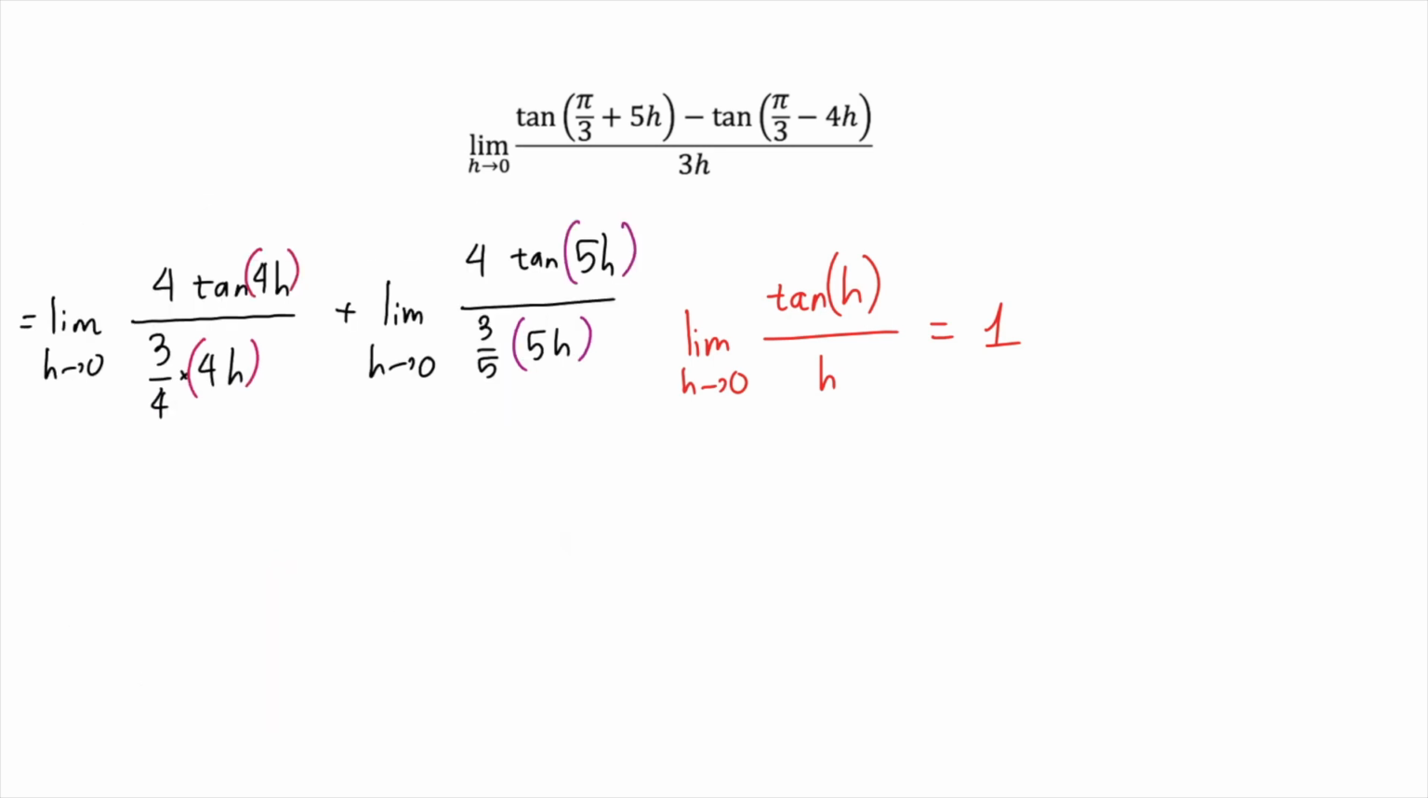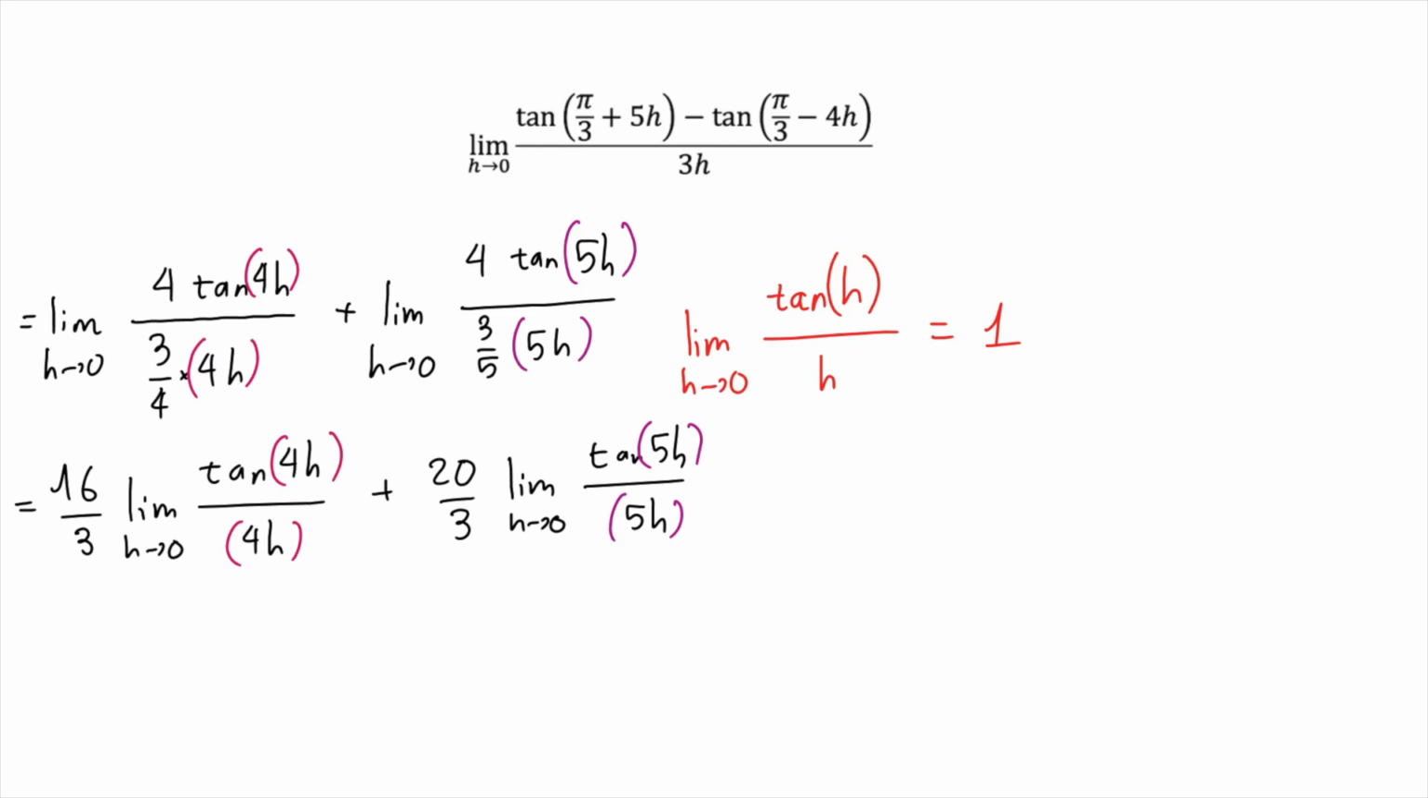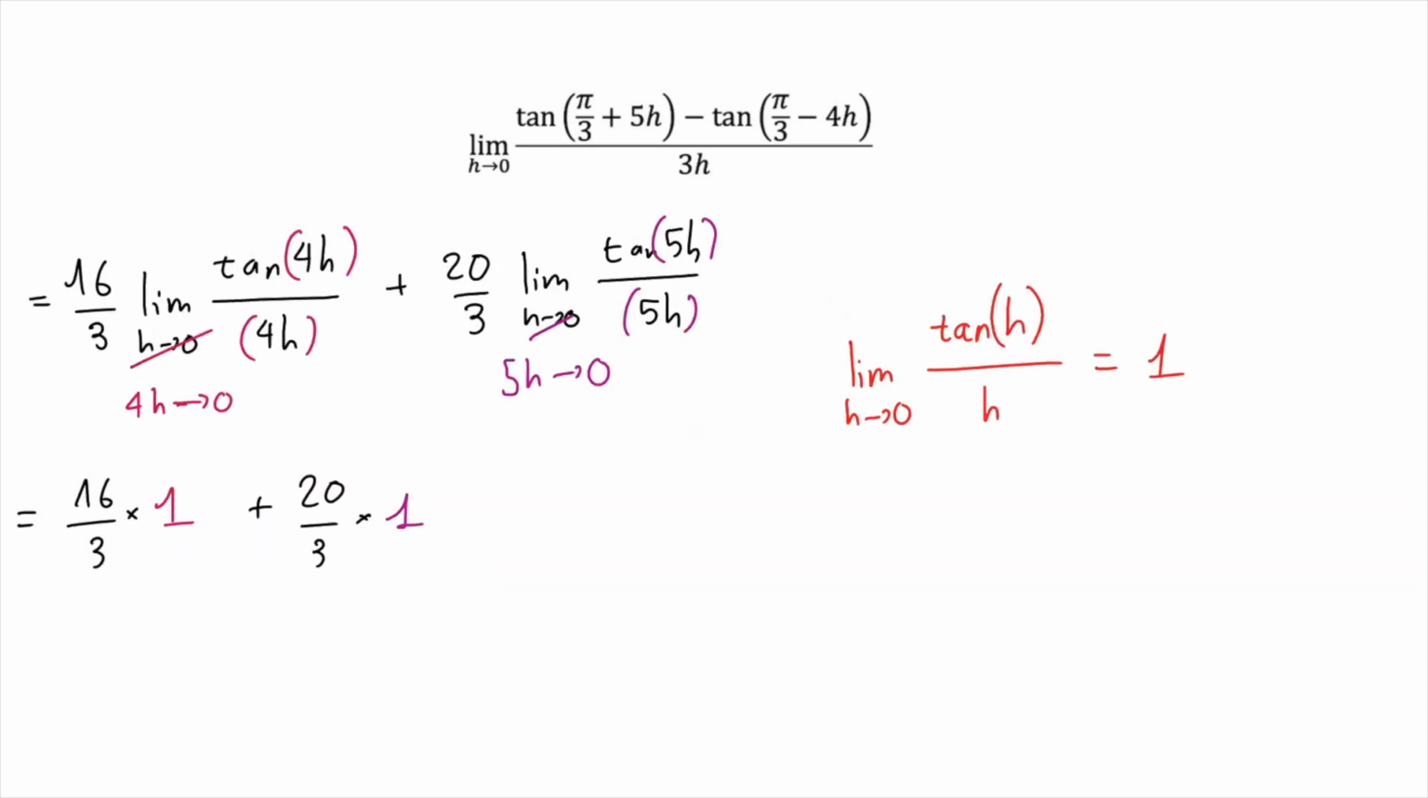And then we bring all the numbers outside, but there is still one problem left: while the tangent has 4h and 5h inside, we still have the limit as h approaches 0. But this is a simple fix, because as h approaches 0, this is equivalent to 4h approaches 0 and 5h approaches 0. So finally, we can apply the formula, and the entire limit is just 1 for either case. So our initial limit is equal to 16 over 3 times 1 plus 20 over 3 times 1, which is 36 over 3, which is equal to 12.